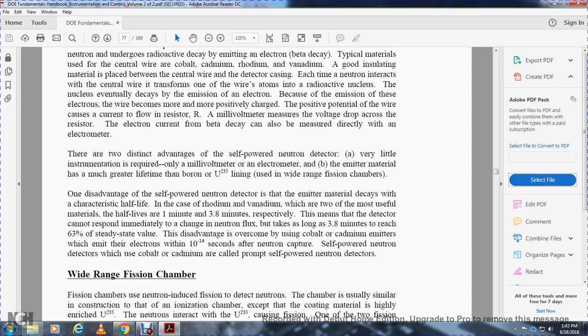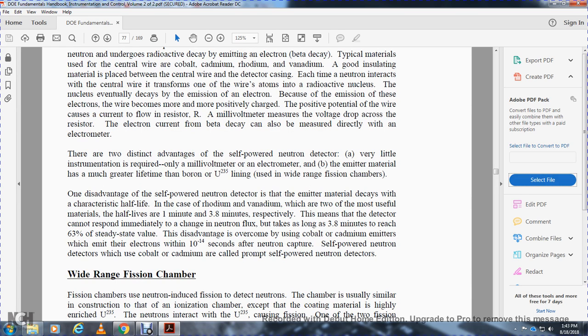One of the disadvantages of self-powered neutron detectors is that the material decays with a characteristic half-life. The decay of rhodium and vanadium, which are the two most useful materials, has half-lives of 1 minute and 3.8 minutes, respectively. This means the detector cannot respond immediately to changes in the neutron flux. It takes about 3.8 minutes to reach 63% of the steady-state value.